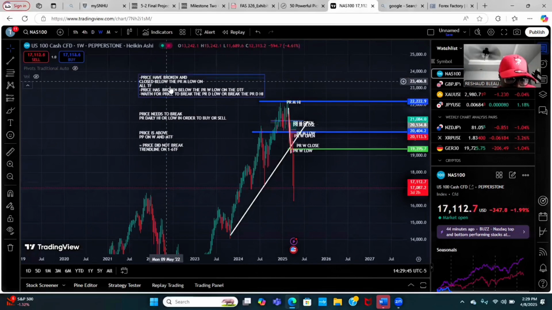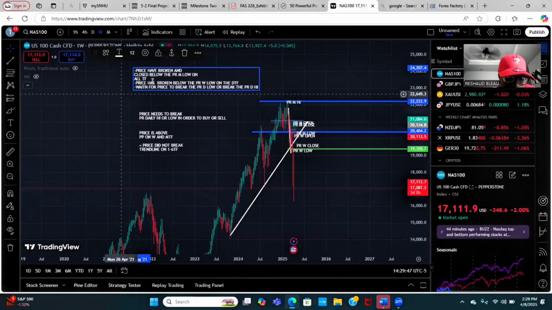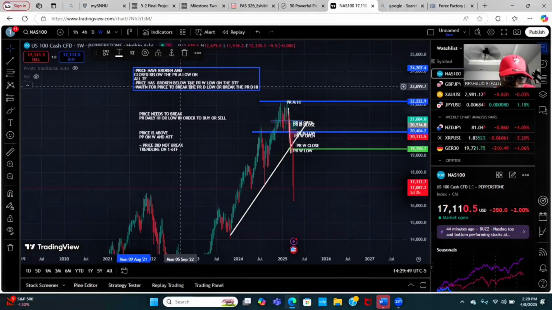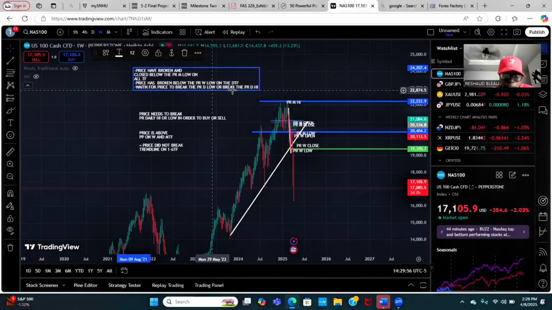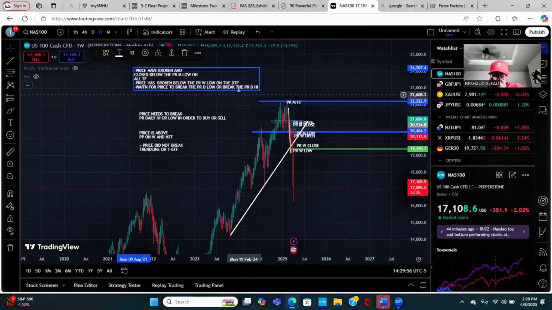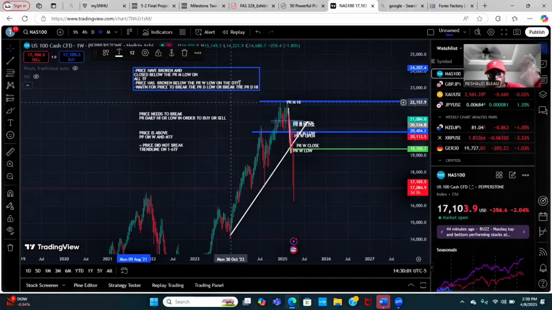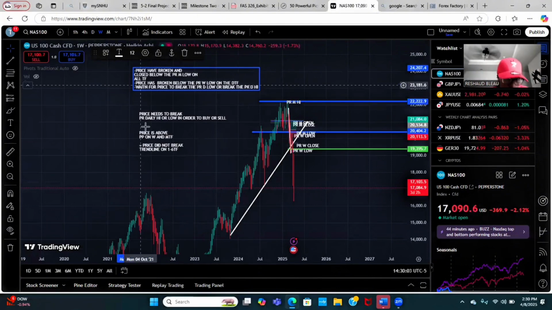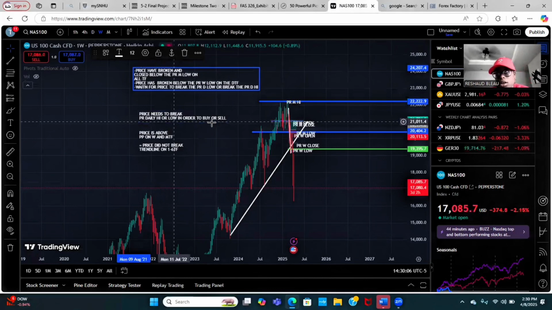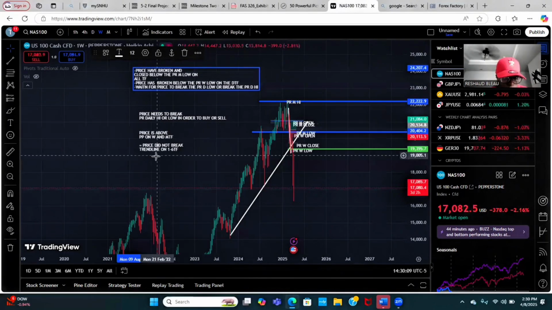price had broken and closed below the previous month low on all time frames. Price has broken below the previous week low on the daily time frame. So we was waiting for price to break the previous daily low or the previous daily high. This is going to determine if we're going to buy or sell. And then price did not break the trend line on the, probably, daily time frame.